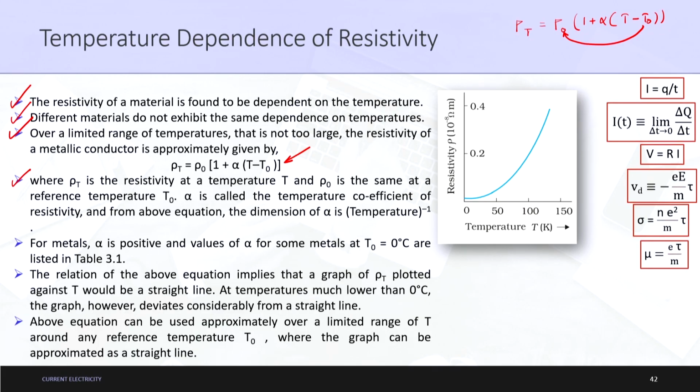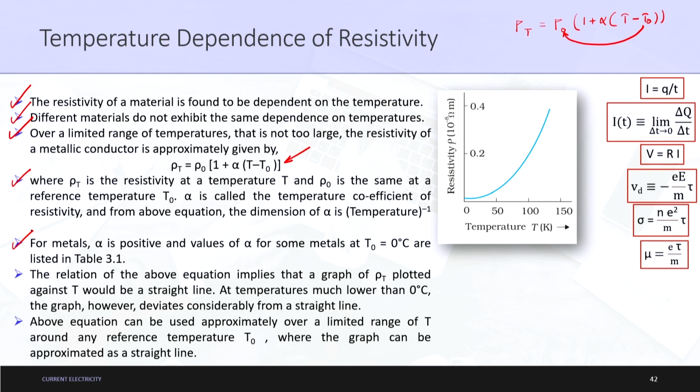So, for metals alpha is positive, and the value of alpha for some metals at T equal to 0 is also given in table 3.1. The relation of the above equation implies that a graph of rho t plotted against T would be a straight line, quite evident because it is a linear graph here, as you can see. At temperatures much lower than 0 degree Celsius, the graph however deviates considerably from a straight line.